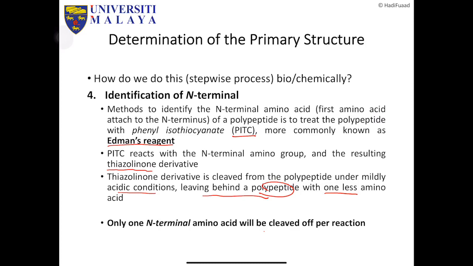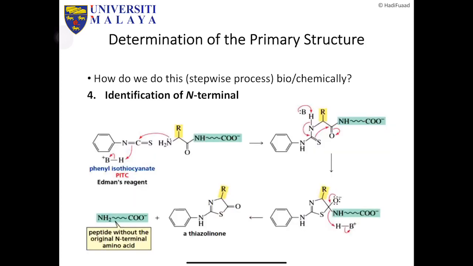Okay, so this is just the reaction mechanism. You can have a look at it, but I'm not gonna touch on it. You can just study it on your own. You can see electron pushing, electron movement, and presence of base and acid and whatnot.